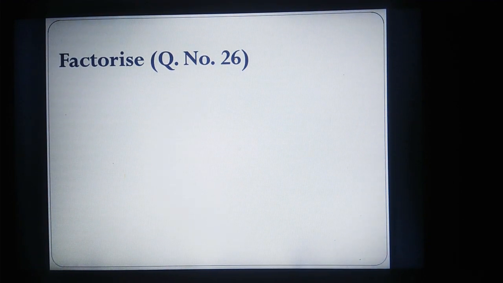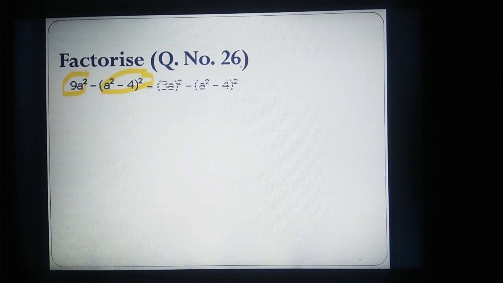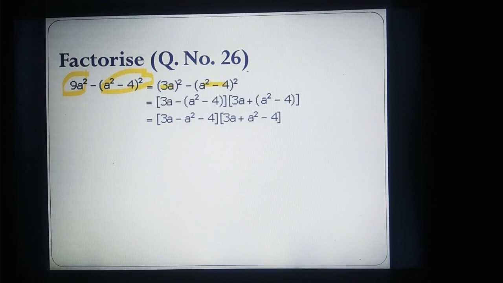We will move on to the next question. Okay, so you want to factorize this one. As usual, it is seen that this can be written as 3a whole square, and this is already given in perfect square. So again put the a square minus b square formula. This is a, this is my b. So when I put a square minus b square, then I have a minus b into a plus b, right?